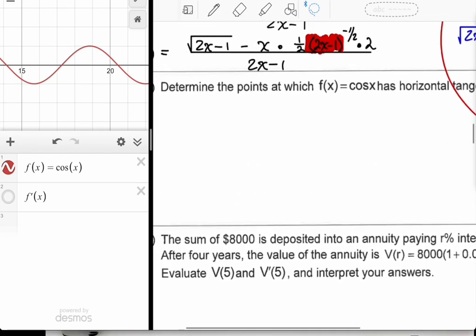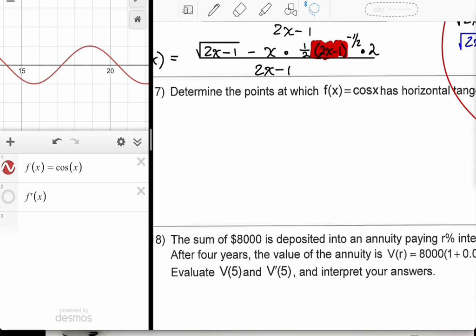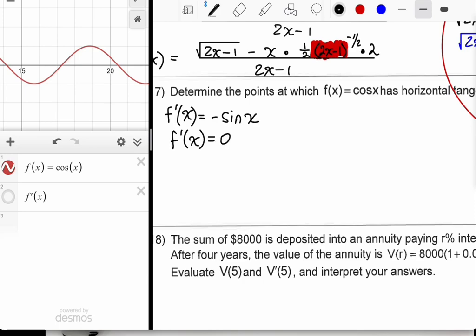So for number 17, first we need the derivative, f prime of x. That's going to be equal to negative sine of x. For horizontal tangent, we want f prime of x to be equal to 0. So we're going to say negative sine of x is equal to 0. Divide both sides by negative 1, you get sine of x equals 0.